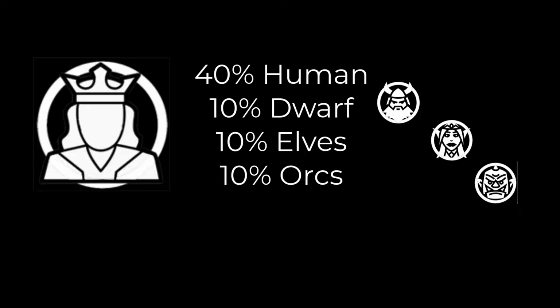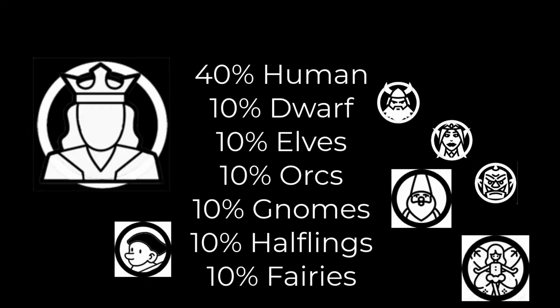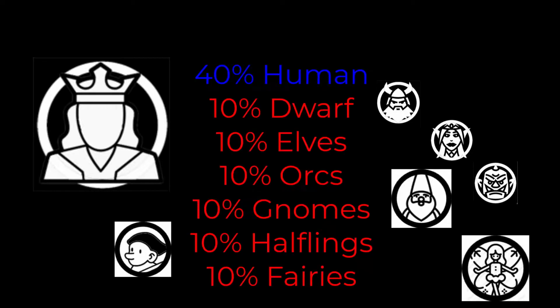So for example, in a fantasy world, maybe the world's population is 40% human and 10% each of dwarves, elves, orcs, gnomes, halflings, and fairies. That's a 60-40 split. Humans make up less than half the population, but they also exist in 4 times greater number than any other species. And imagine how that may impact the politics of this world.